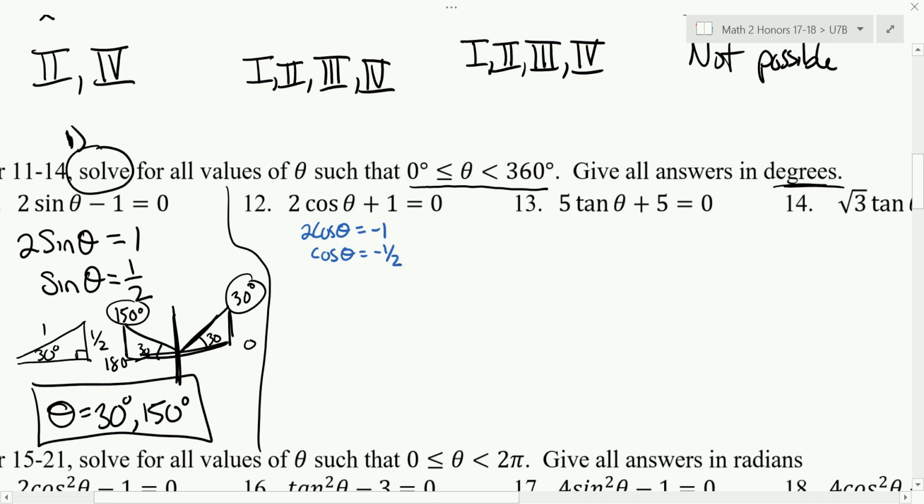In which quadrant is cosine negative? Well, that's your x value, and you want x to be less than 0, negative. That happens on the left side of the graph. That's in quadrants 2 and in quadrant 3. So again, 2 answers that we're looking for.